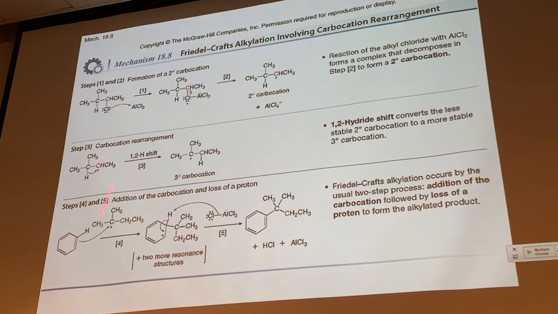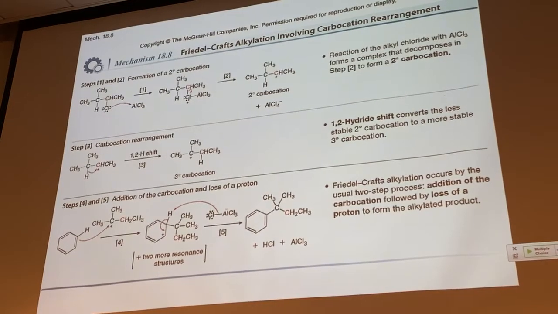That hydride shifts over, we get a tertiary carbocation. Now that we have the tertiary carbocation, that gets attacked by our benzene, giving us our cyclohexadienyl cation. Our aluminum tetrachloride deprotonates, giving us the product. Okay? Any questions on Friedel-Crafts mechanisms with rearrangement?